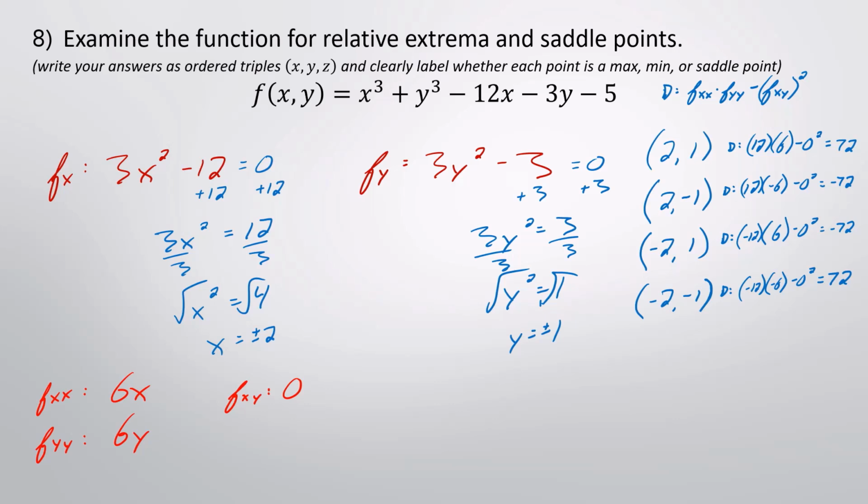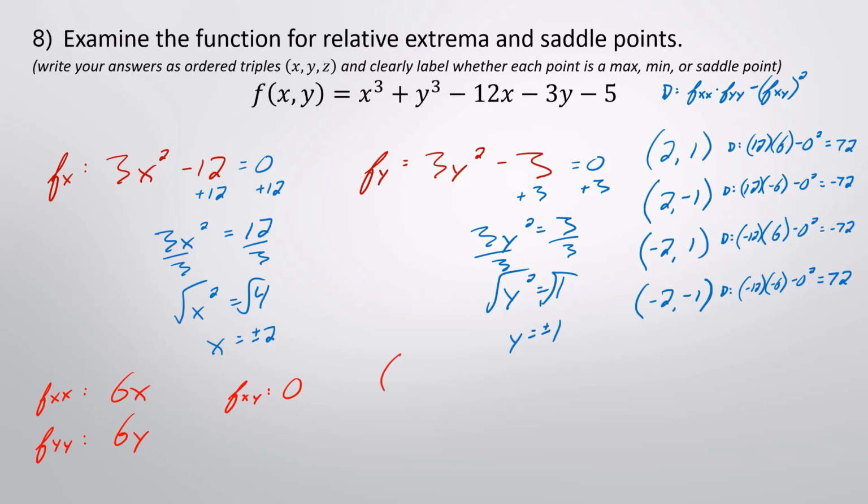So now we should be able to make our conclusions. Again, all we're doing is basing everything on the value of that D test, or from that D formula, and then comparing the fxx. If it's a positive D and fxx is positive, it's going to be a minimum. If it's a negative D, it's a saddle point. And let's see, what's the third option? If it's a positive D but a negative fxx, that would be a max. So let's go ahead and find what these are.